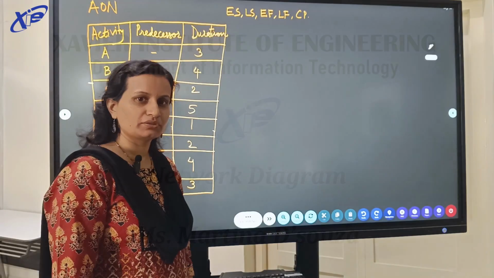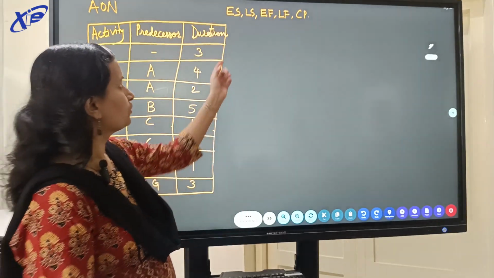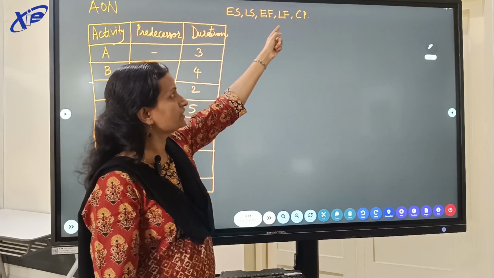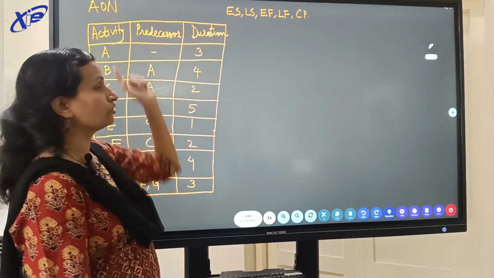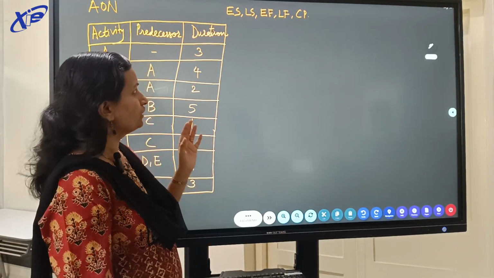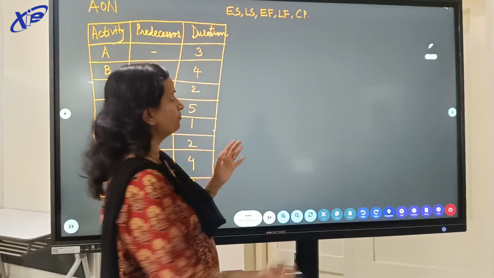Dear friends, in today's session, we shall be studying how to find the values for early start, early finish, late finish, and critical path. We have already learned how to draw the activity diagram, activity on node. So we are going to represent the activity on node diagram using the template.